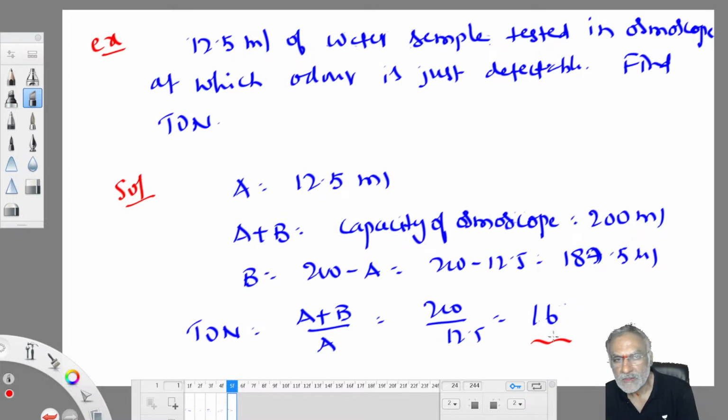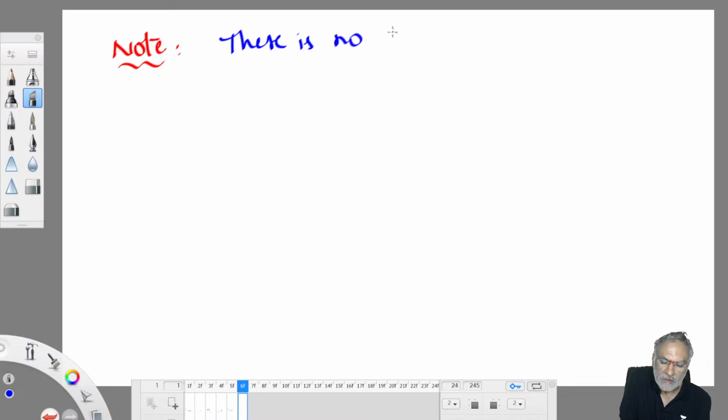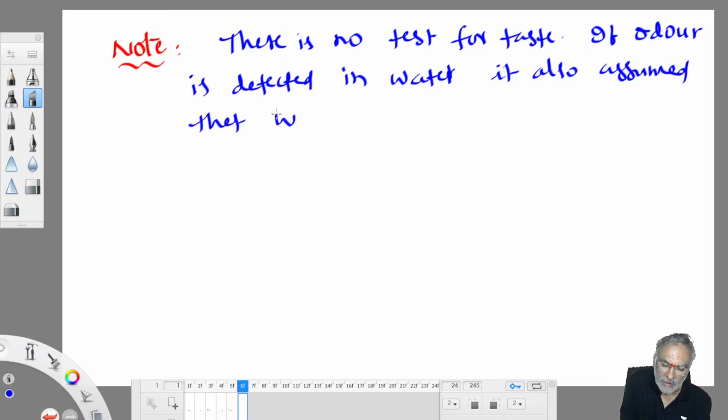There is no test for taste, but if odor is detected in water, we also presume and assume that the water tastes bad. There is no test for taste.